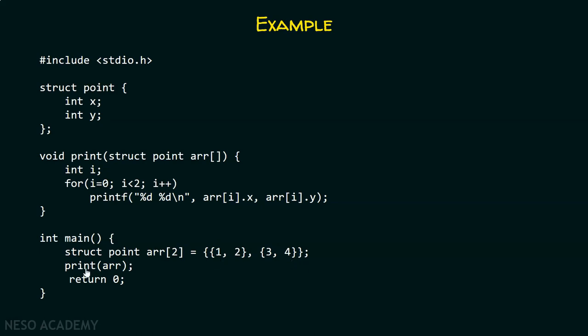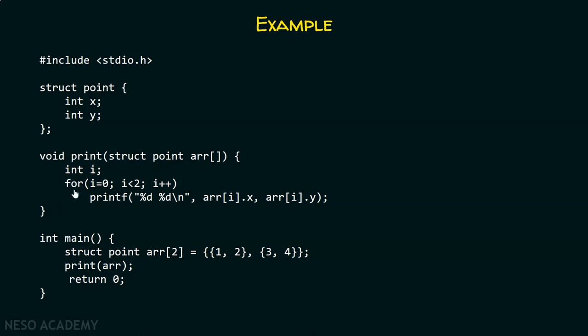After that, I'm simply calling the print function, and here I'm passing this complete array. When you pass the name of the array, actually you're passing the address of that array. And here I'm receiving this array. This is the print function definition, which is receiving the array. Obviously, the type of this array must be struct point. It should be well noted.